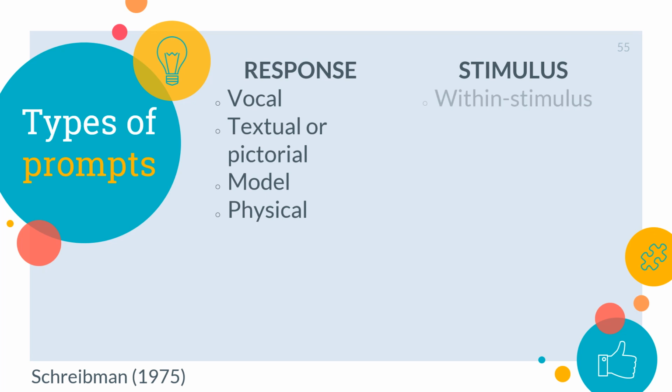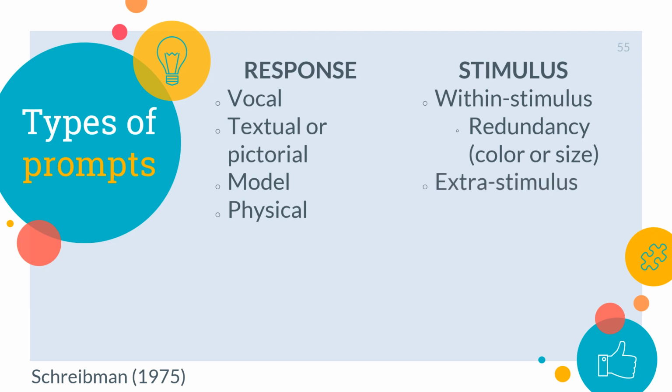Examples of within stimulus prompts would be redundancy of stimulus color, size, or shape, relevant to and embedded within the training stimulus. This could be making the color of the target stimulus more intense than the other stimuli, or making the target stimulus larger. Examples of extra stimulus prompts would be gestural prompts, positional, color, or shape.